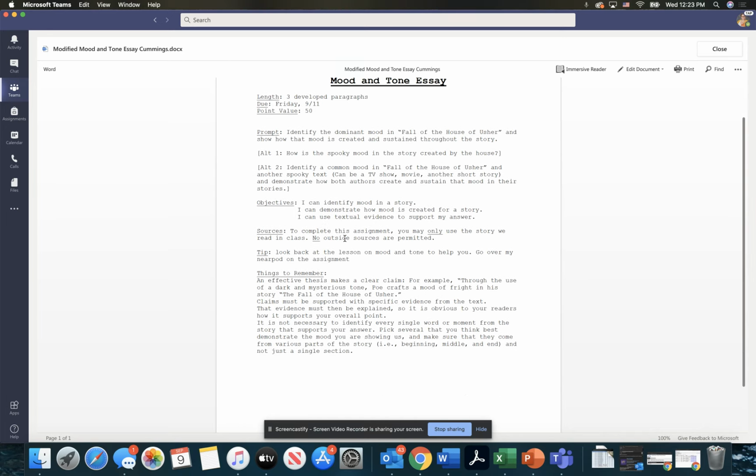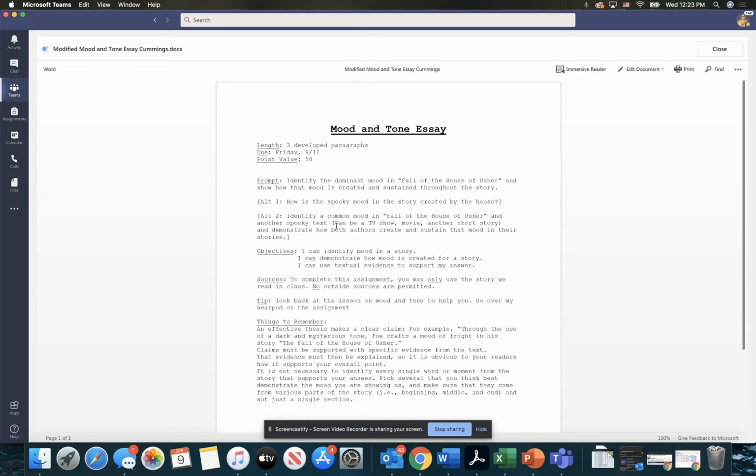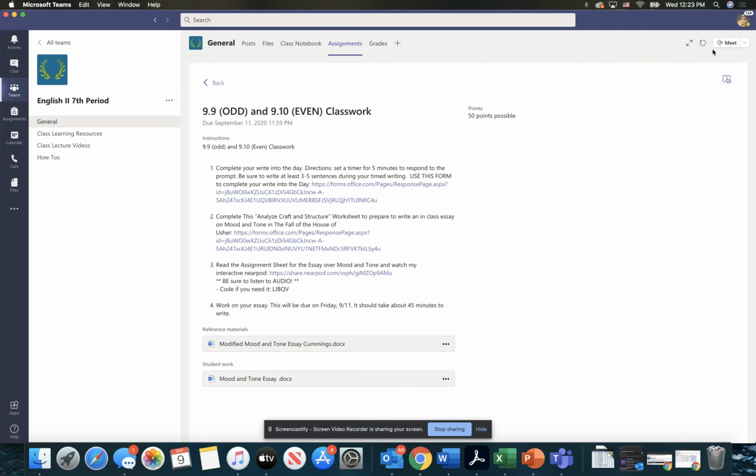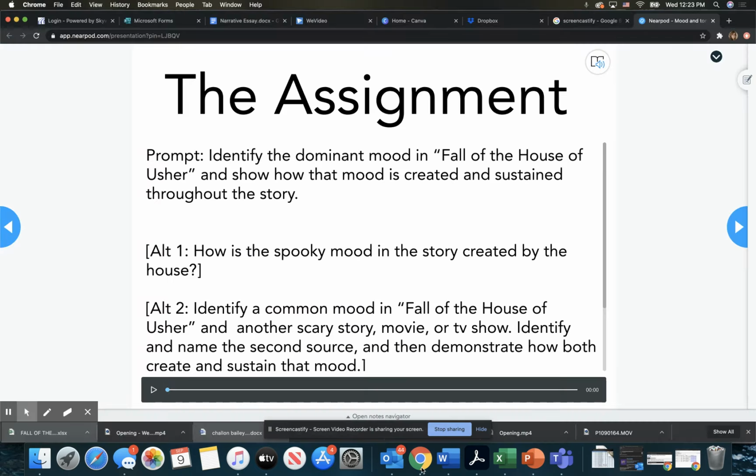There is a typo here where it says sources. You may use an outside source if you choose alternative 2. Keep in mind that I don't want you to use all 3 of these. I just want you to pick one, okay? So work your way through our Nearpod.